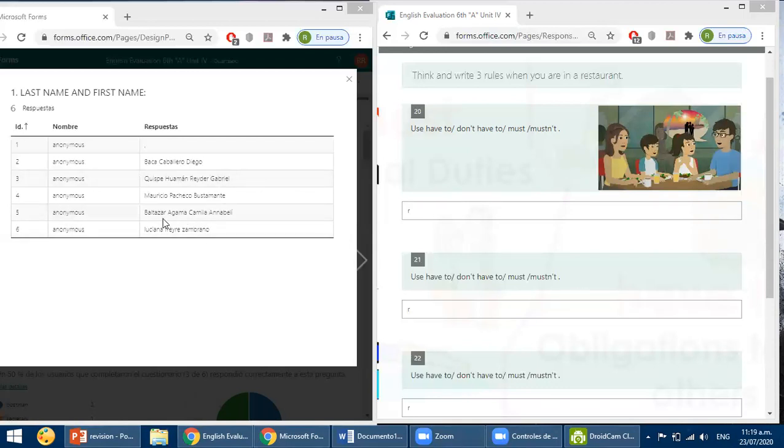Very good, Camila, you finish? Raider, please, you finish the evaluation. Raider, go to the chat, please. Read the message, okay? I send you a message. Read, please. Les leo en voz alta, yo mismo lo leo, teacher. No, the message is for you.